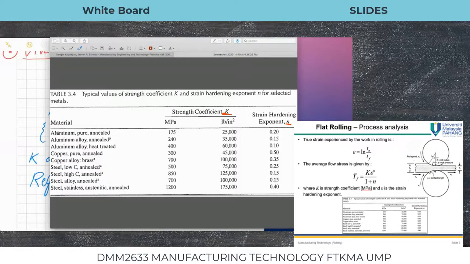If I ask you the strength coefficient of high carbon steel, this is written as high C, meaning high carbon. High carbon steel has a strength coefficient of 850 megapascal, and a strain hardening exponent of 0.15. So using the table, you can get the value of the strength coefficient and strain hardening exponent. This table will be given to you.